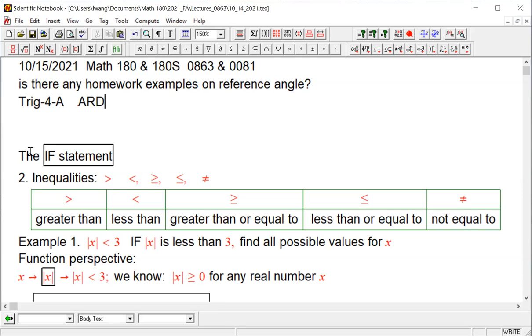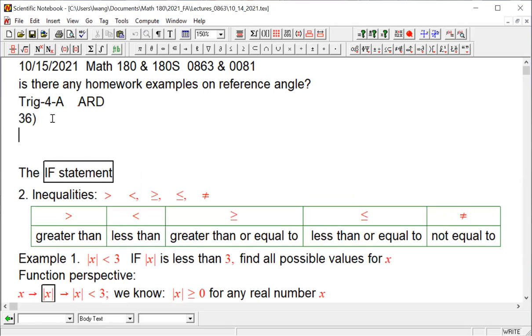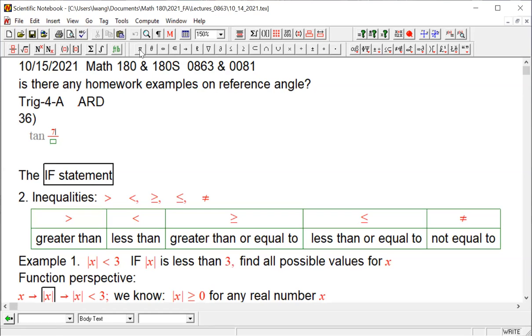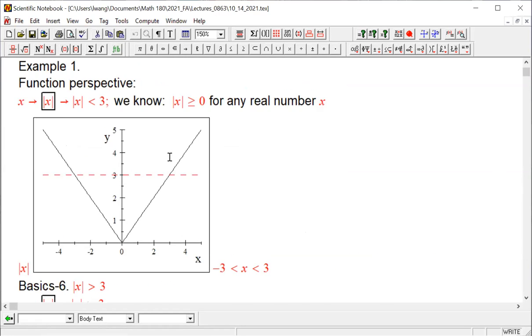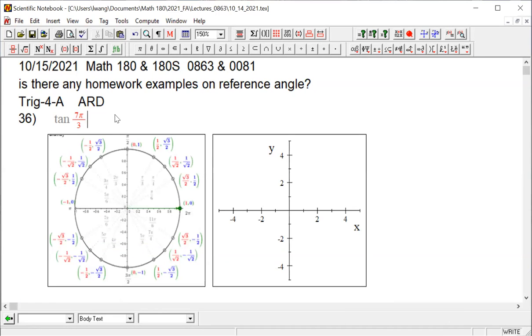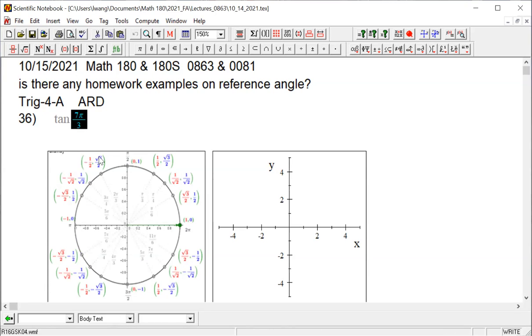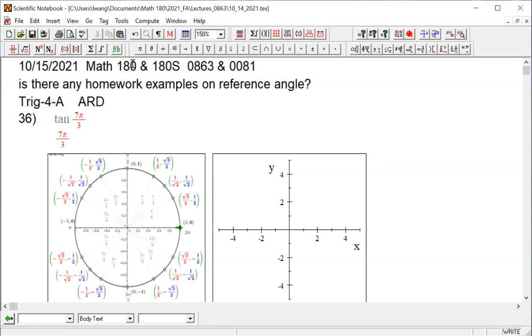For example, if I were to do number 36, it asks me to find tangent of 7 pi over 3. My earnest hope is that you do it with ARD the following way. Whether you use your unit circle or not really doesn't matter. Your A is 7 pi over 3.